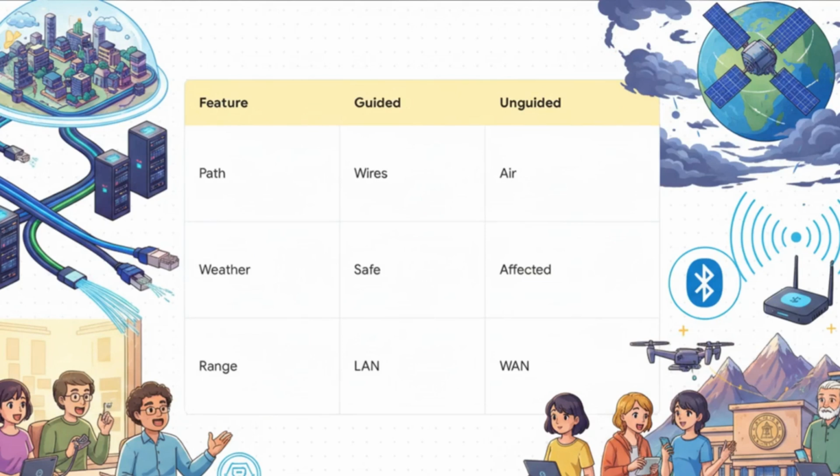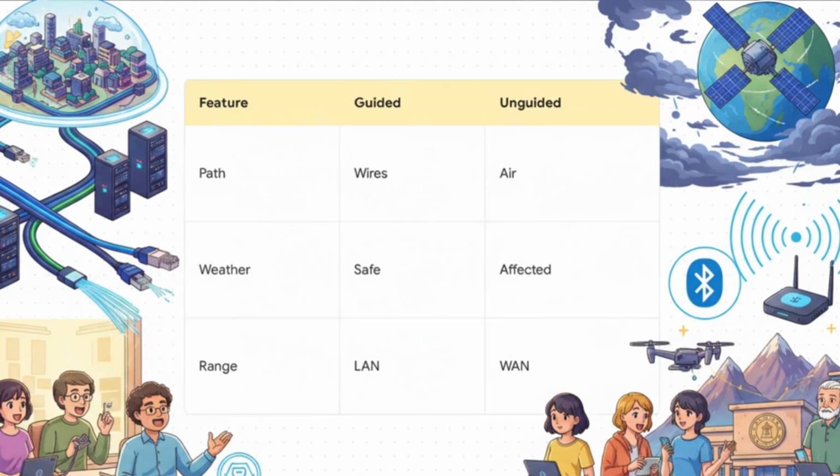All right, so putting these two head-to-head really locks in our understanding. Guided media, your Cat6 and optical fiber, sends data strictly through physical wires and cables. Because of this physical housing, it's got a completely fixed path and is entirely unaffected by weather. Wind, rain, doesn't matter. It's perfectly suited for connecting devices that are relatively close together, like in a local area network, or LAN. Now, on the exact opposite side, we have unguided media, your Wi-Fi, Bluetooth, and satellites.